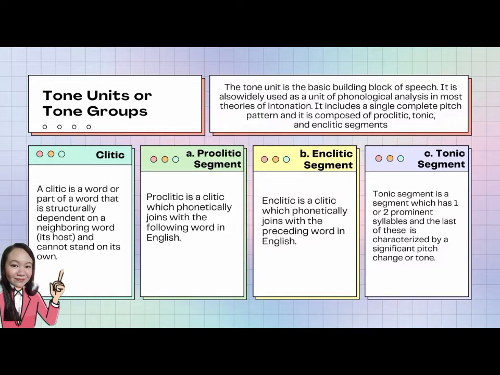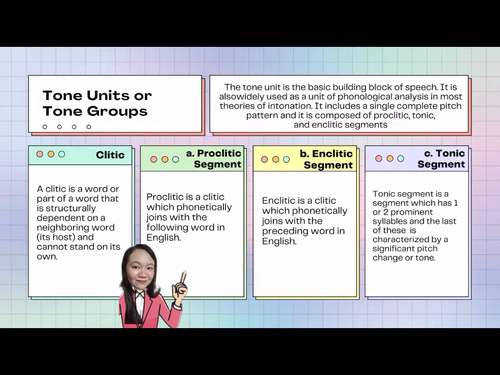So the most common examples of clitics include the possessive clitic apostrophe s and the verbal clitic apostrophe ve. For example, the student's assignment. So the clitic apostrophe s is attached to our noun student. Another example is we've been friends for years. Our clitic apostrophe ve is attached to our pronoun we.